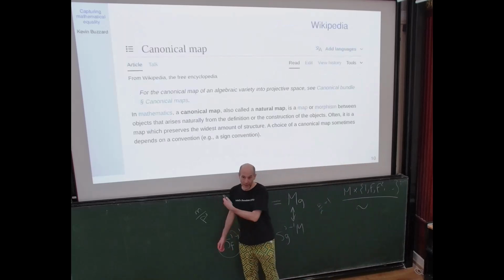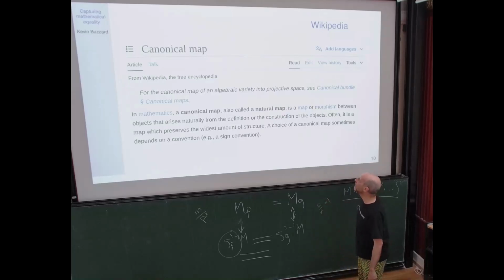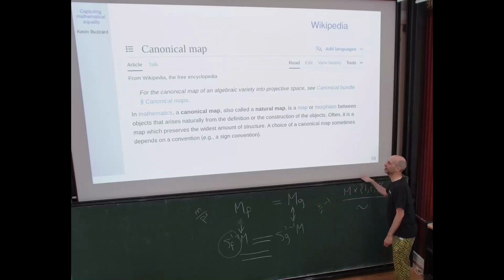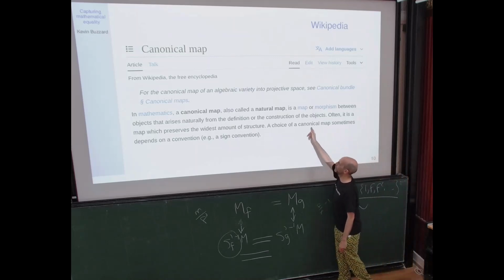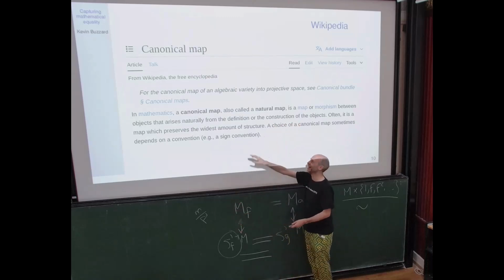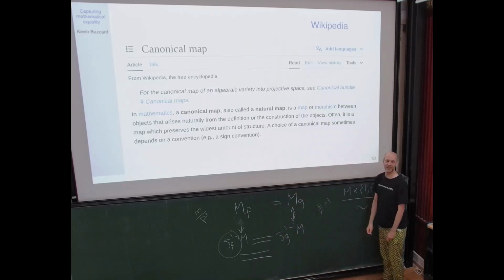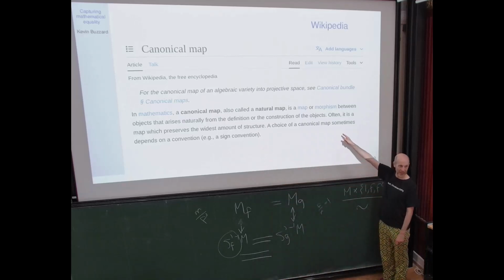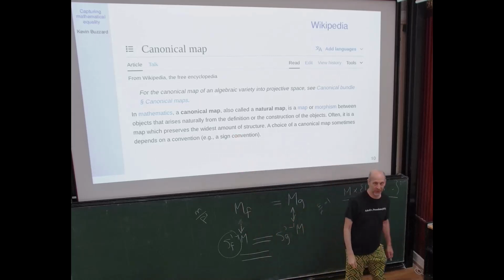Now, the question is, we don't know it because we haven't formalised it, right? When we formalise it, that's when we're going to find out. So this is the Wikipedia. This is the current state of Wikipedia's article on canonical maps. A canonical map is a map between objects that arises naturally. So this is exactly, you're trying to explain a vague word, let me just explain it using another vague one. It arises naturally from the definitional construction. So this is Wikipedia today, right? Or yesterday. Often it's the map which preserves the widest amount of structure. Right? Often, not always.